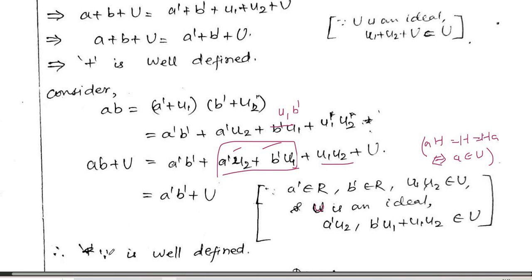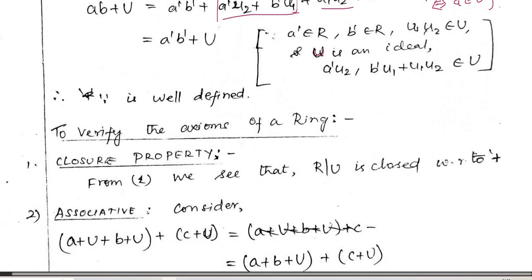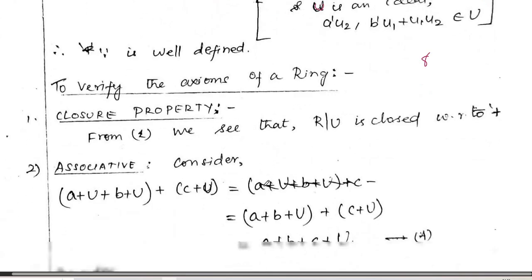So this tells us that multiplication is well defined. Now to verify all the axioms, 8 axioms are to be established for a ring: with respect to plus 5 axioms, with respect to multiplication 2 axioms, combined 1 distributive law. So closure is obvious from the well-definedness of addition.